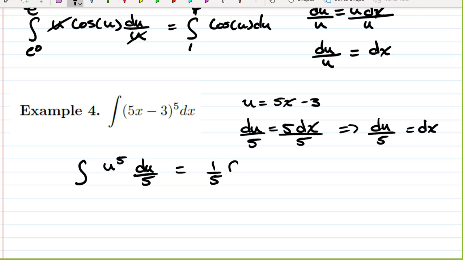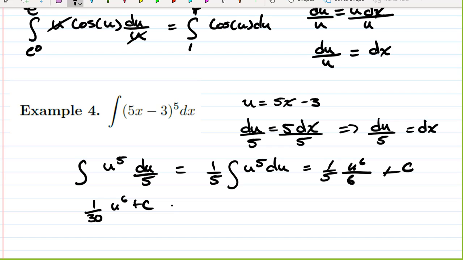So that's 1/5 times the integral of u to the fifth du. So that's 1/5 times the antiderivative of u to the fifth, which is u to the sixth over 6 plus c. So 5 times 6 gives us 30. So we have 1/30th u to the sixth plus c, but our u is 5x minus 3, so it's 5x minus 3 to the sixth plus c. So that would be our antiderivative.